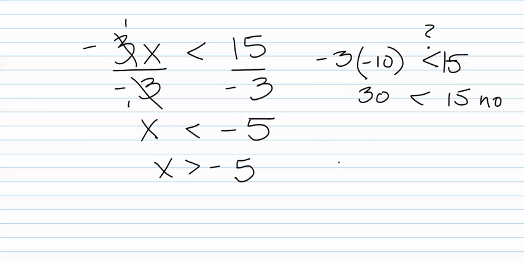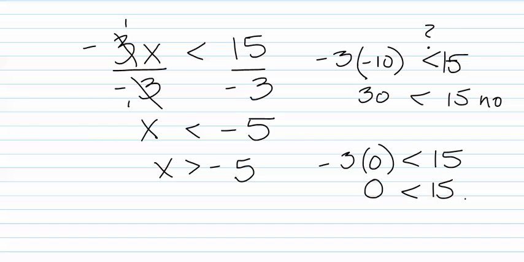So now a number that's greater than -5 and easy to work with is, I like to use 0 if I can. So -3 times 0, does that give me an answer less than 15? Well, -3 times 0 is 0. Is 0 less than 15? Yes, it is. I'd rather have 15 in my pocket, so 0 has got to be smaller. So my solution, x is greater than -5, does work.